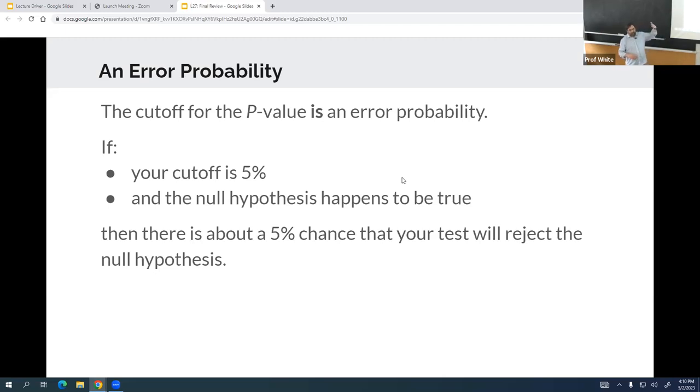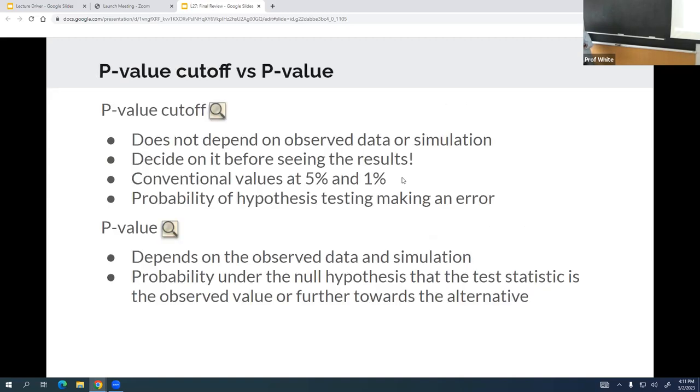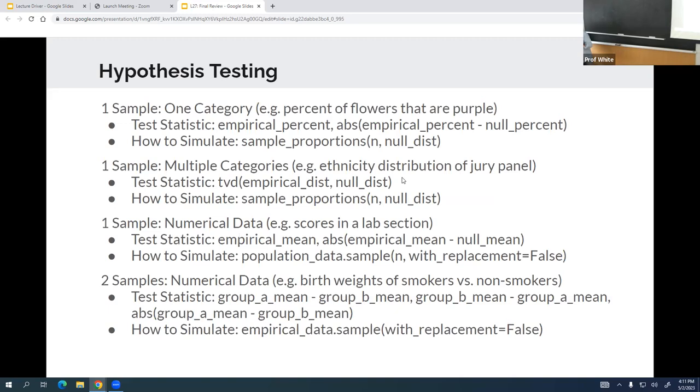That's why I think this can be very confusing: all of the math and all of the work is centered around the null, because that's the only thing we can test, but all of the output results we talk about in terms of the alternative, because it's commonly the alternative that we're expecting to be true. On p-value cutoff versus the p-value, I talked about this a little already. And like I said, I put this together to make it a little easier to map what you're trying to accomplish to what approach.